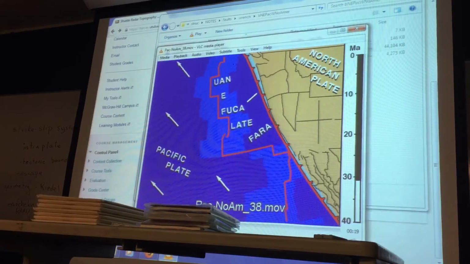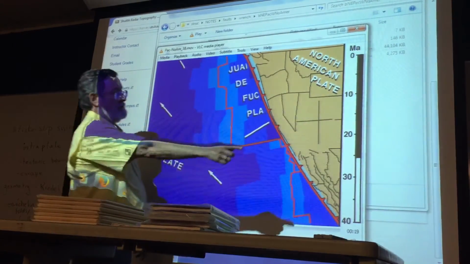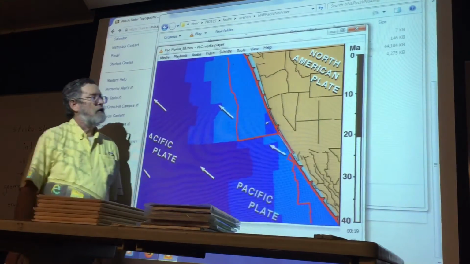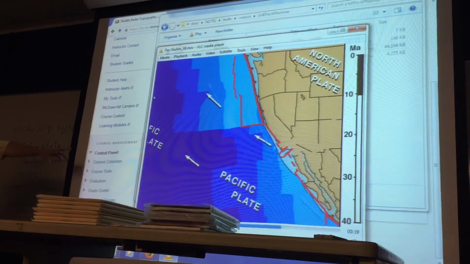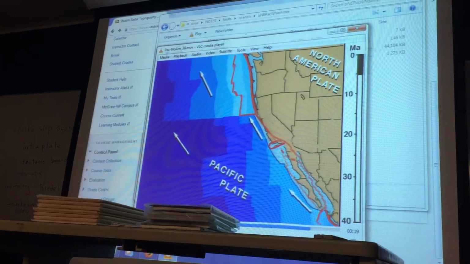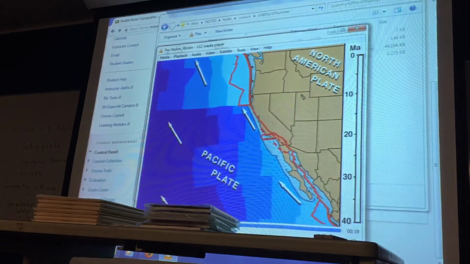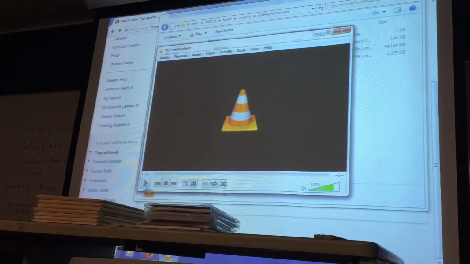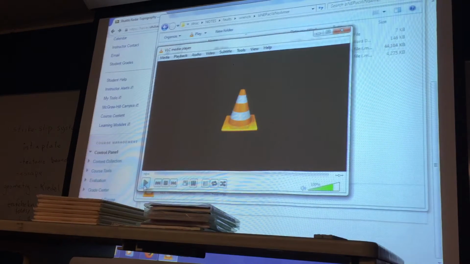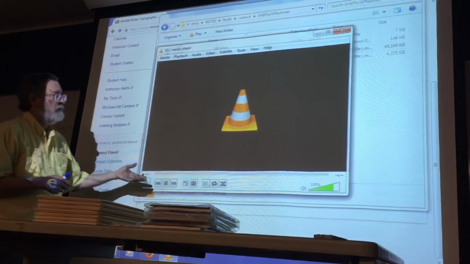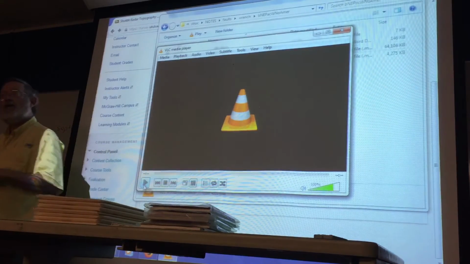This starts about 38 million years ago, 40 million years ago, and you can see the progression of time over here. I will load this movie onto Harvey. This is part of Tanya Atwater's collection of animations. Tanya is retired now, but she's probably one of the most famous structural geologists in the world, tectonicist, unbelievable. And she's done a lot of work on these types of animations, on evaluating the tectonics of this system. And so I will put this up on the Harvey website.